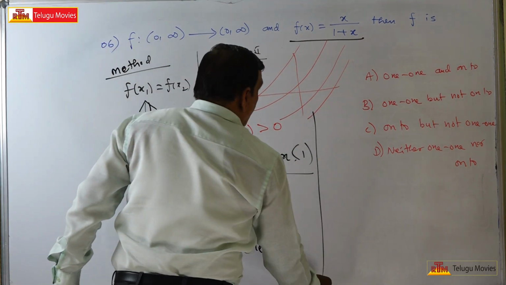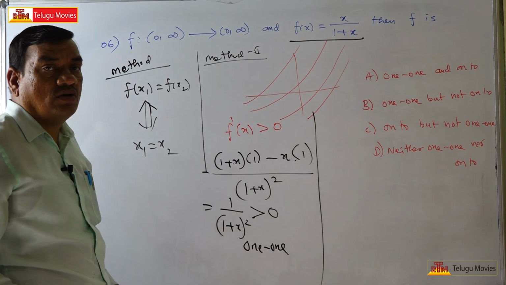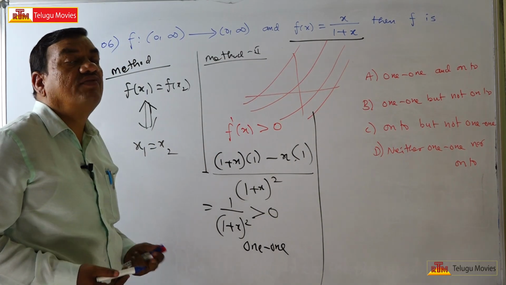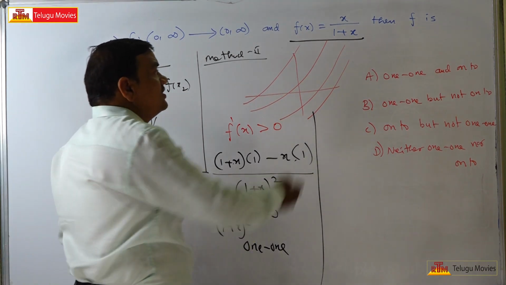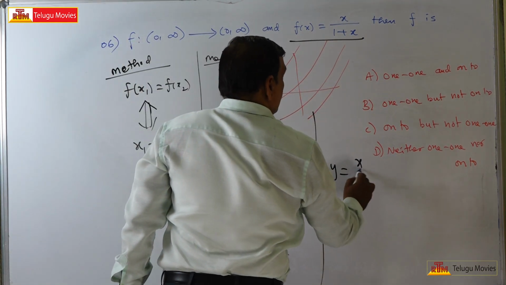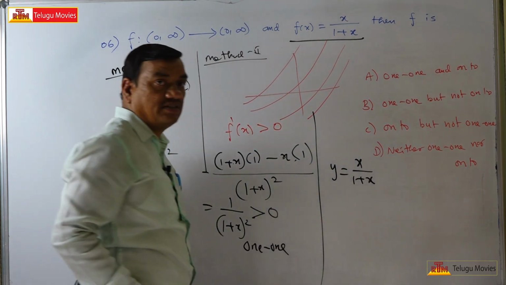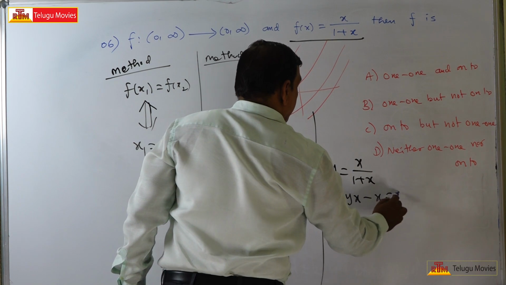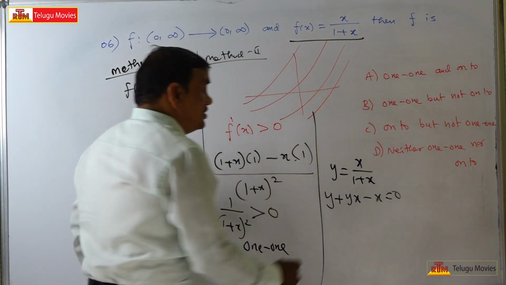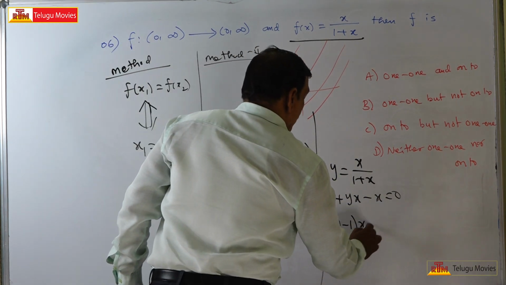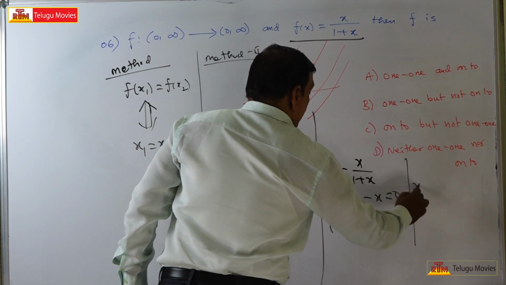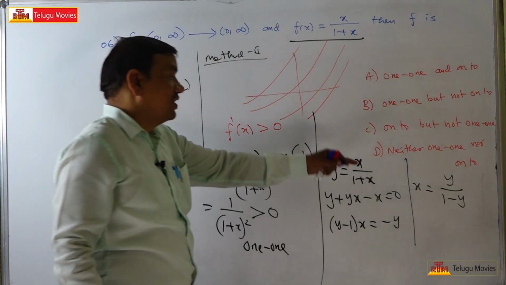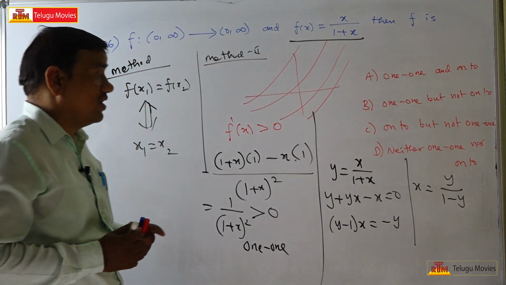Let us check whether it is an onto function or not. Onto means codomain is equal to range. Already the codomain is given, 0 to infinity. Find out the range. You know how to find the range. Let y equal x upon 1 plus x. So y plus yx minus x equals 0. So (y minus 1) into x equals minus y. Therefore, x equals y upon 1 minus y.